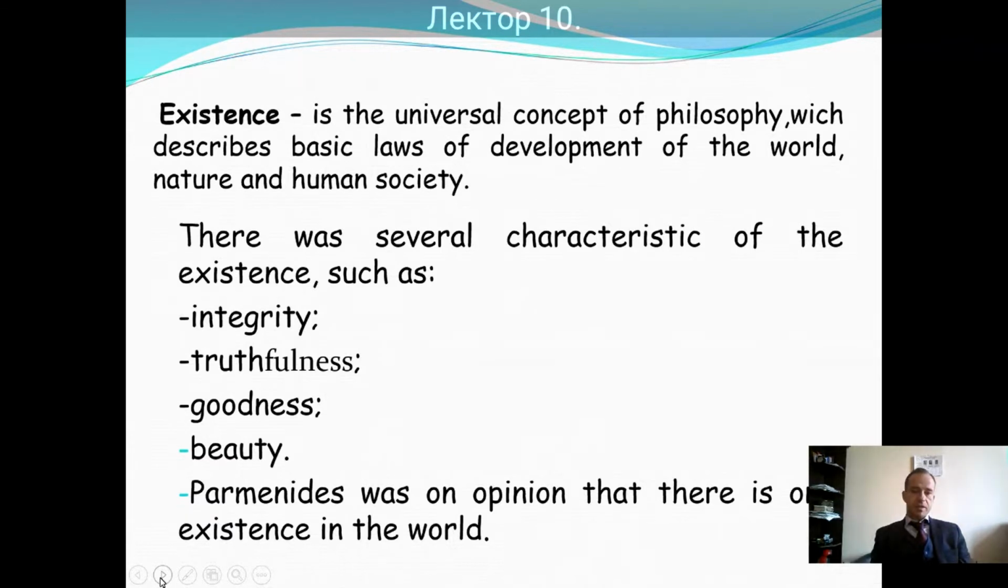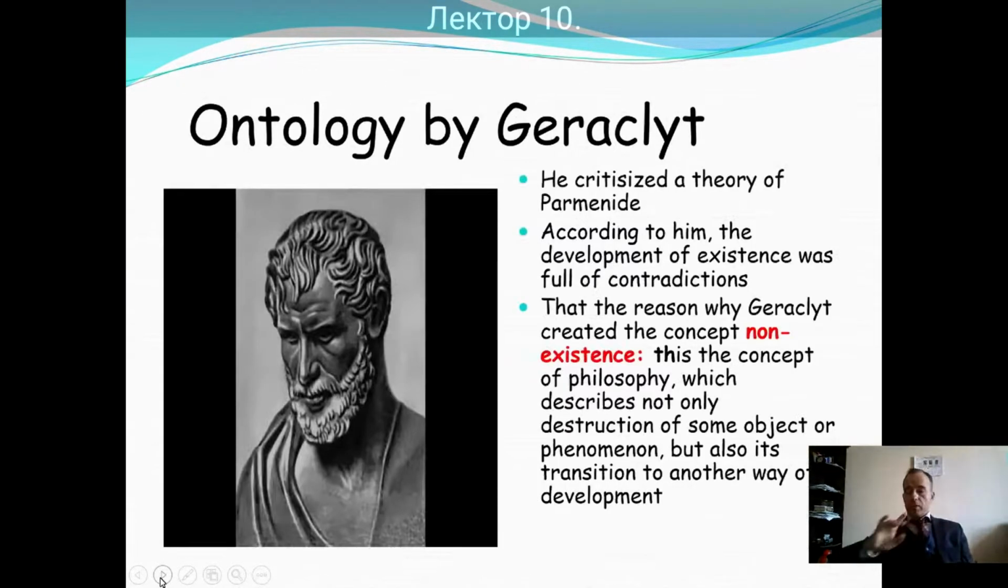Parmenides was of the opinion that there is only existence in the world, and that's the reason why he was criticized for such an opinion. Different philosophers tried to create alternative theories of existence. One of the most famous critics of the theory of existence by Parmenides was an ancient Greek philosopher, Heraclitus.